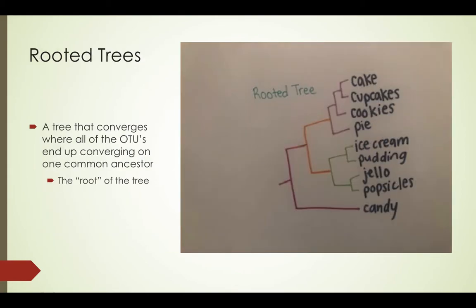My phylogenetic tree is an example of a rooted tree. Rooted trees are characterized by the OTUs converging on one common ancestor, which can be referred to as the root. It is easy to see that my tree has a root, a common ancestor between all the OTUs.